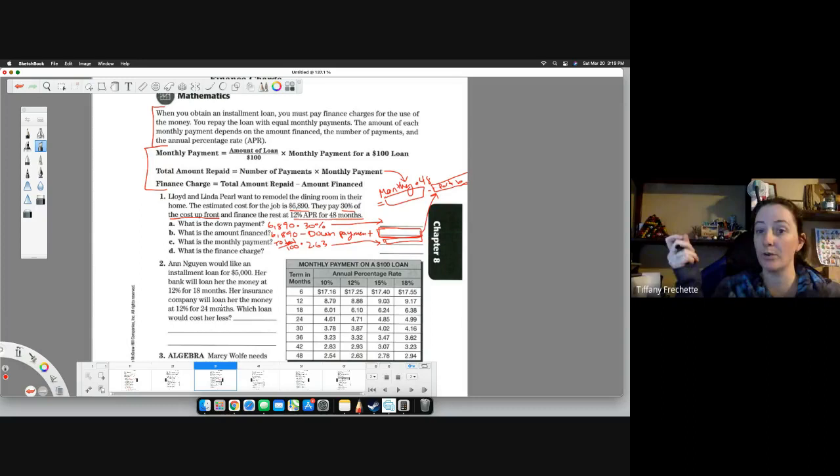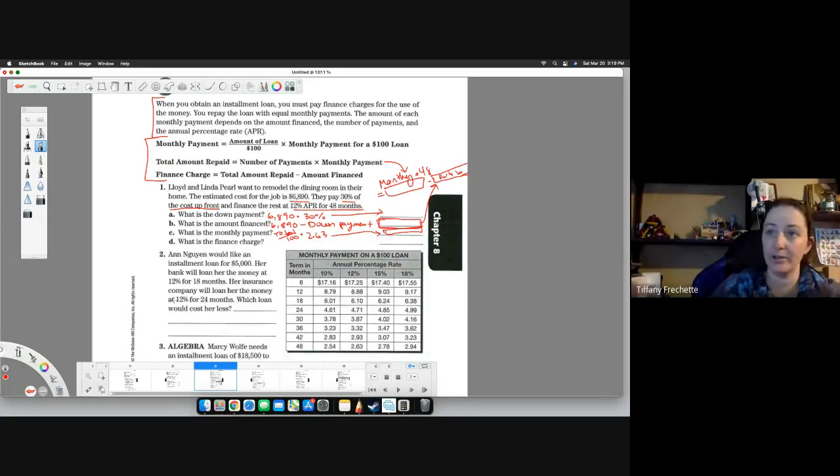Okay. All right, let's take a look at number 2. So Anne, I think the N is silent, Guyan, I'm going to go with Guyan, would like an installment loan for $5,000. Her bank will loan her the money at 12% for 18 months. So she wants this much. Here's her principal, and we have our rate and we have our time. Her insurance company will loan her the money at 12% for 24 months. Which loan would cost her less?